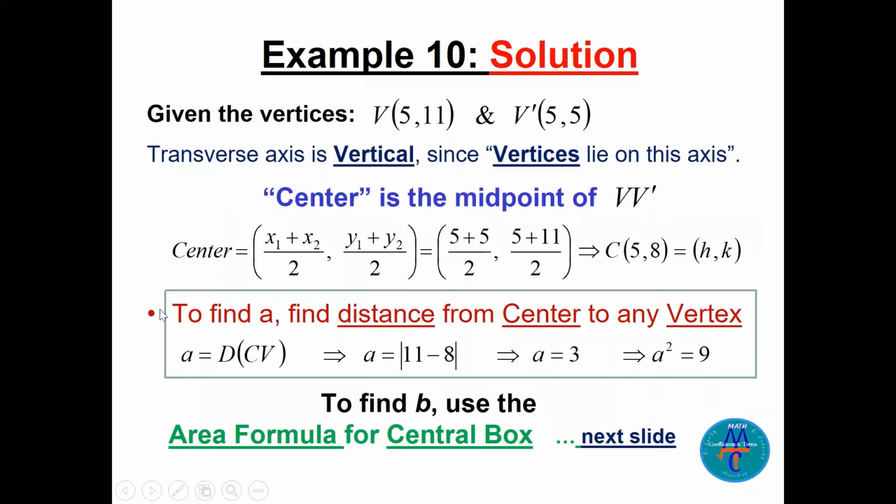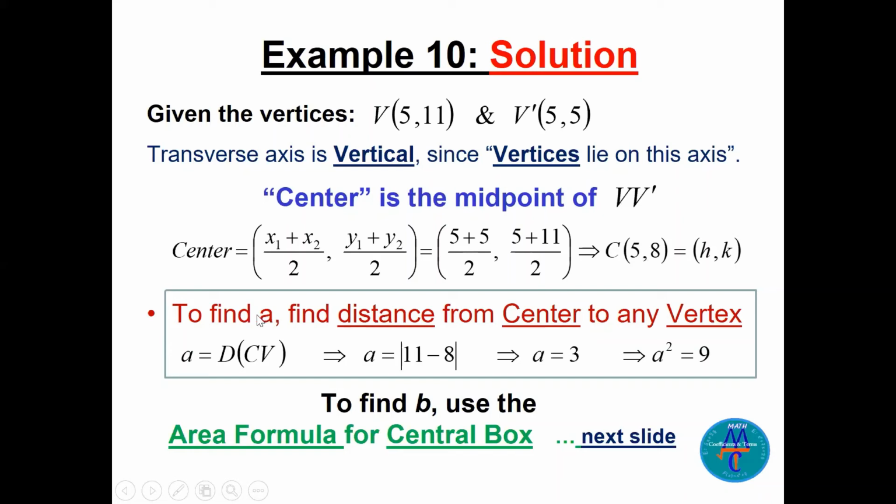Now let's proceed. The transverse axis is vertical since the vertices lie on this axis. The center is the midpoint, so I can use the midpoint formula: (x1 plus x2) over 2, (y1 plus y2) over 2. I use these points here: (5 plus 5) over 2, (5 plus 11) over 2. So this is the center, (h, k) is (5, 8).